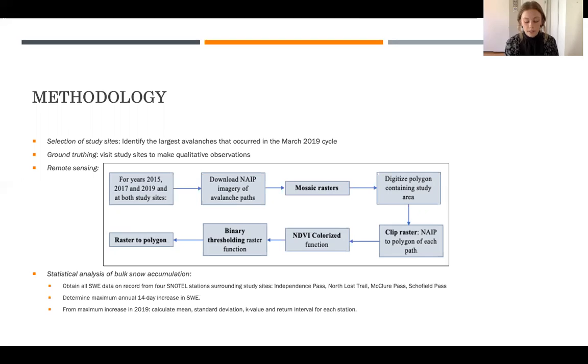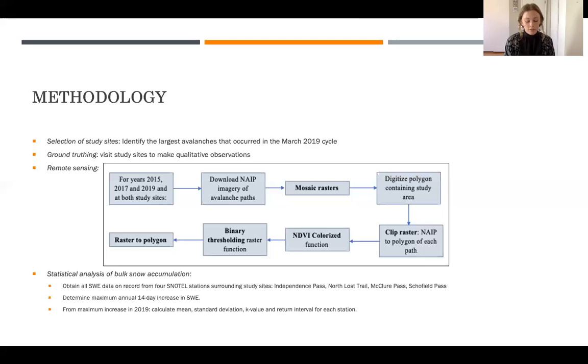NAIP provides a 1-meter resolution orthorectified product that is captured during the agricultural growing season in 2-year intervals and has 4 spectral bands: red, blue, green, and near infrared. I downloaded NAIP imagery for 2013, 15, 17, and 19. The 2019 images captured the aftermath of the March 2019 avalanches. The 2015 and 2019 images were primarily used for comparison because the 2013 and 2017 images were taken when there was snow on the ground, which affected later processing.